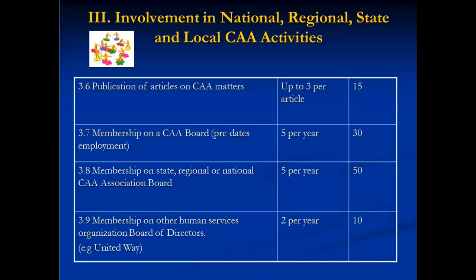All right. 3.8 is membership on state, regional, or national community action agency boards. And that's very specific, on the board of your state, or regional, or national association. Now, subsection 3.9 is membership on other kinds of human services organizations, things that provide something like what community action does. For example, I was on the board of directors of a county organization that distributed pass-through funds from various federal programs. So that's, for example, a member of that board. But it was related to human services, okay? So that's 3.9 on the section of involvement in national, regional, state, and local community action activities.